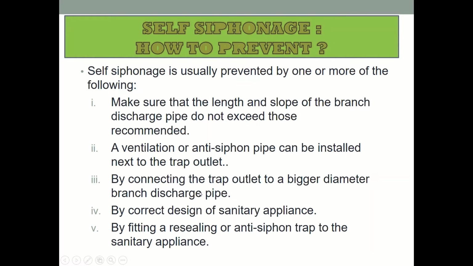Third, by connecting the trap outlet to a bigger diameter branch discharge pipe. Fourth, by correct design of the sanitary appliance. And lastly, by fitting a resealing or anti-siphon trap to the sanitary appliance.